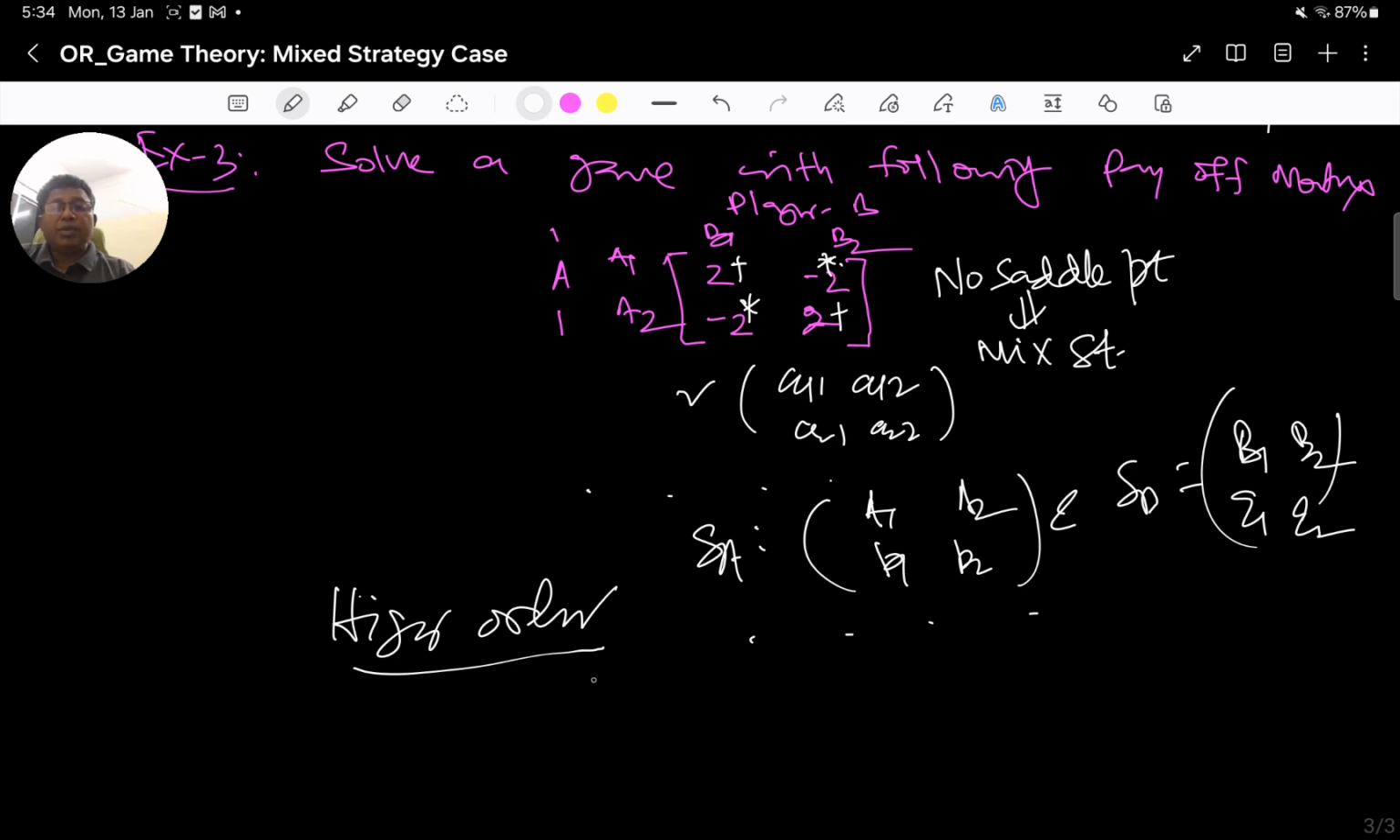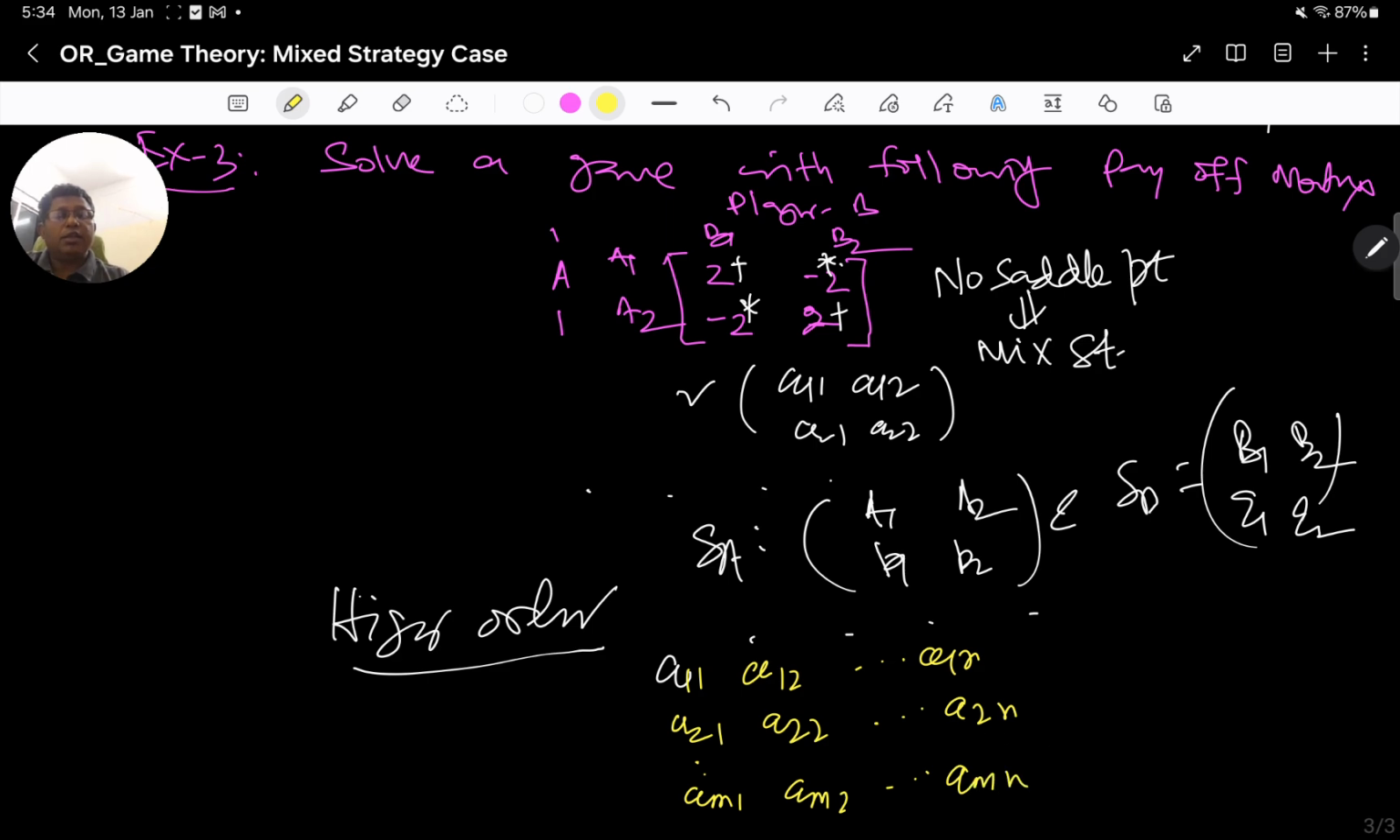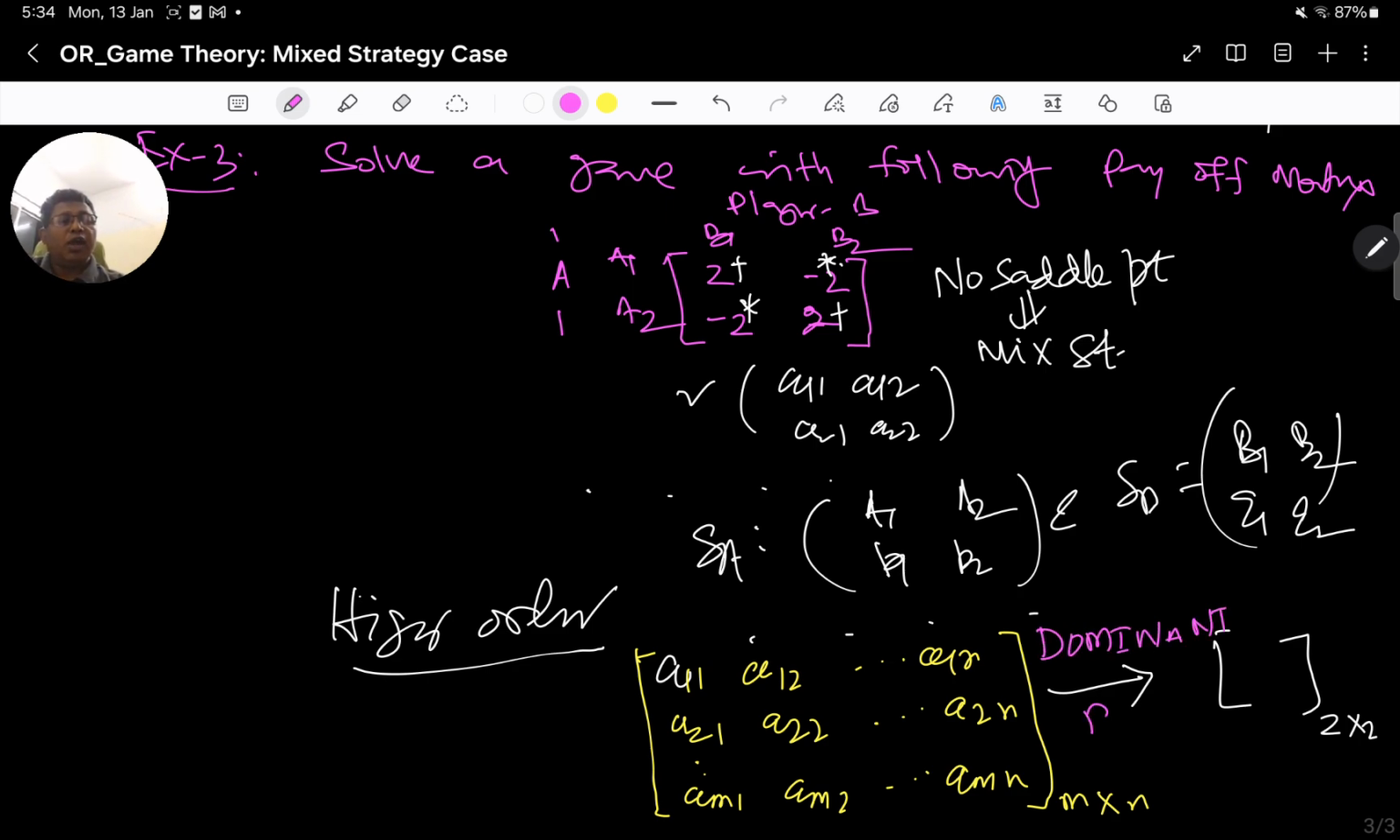Okay, so now if a higher order matrix is given, suppose A11, A12, A1n, A21, A22 up to A2n, likewise AM1, AM2 up to AMN. This is a matrix of order m cross n. Then what will we do? We will use the dominant rule to bring it to a 2 cross 2 matrix. We will discuss the dominant rule in the next lecture.